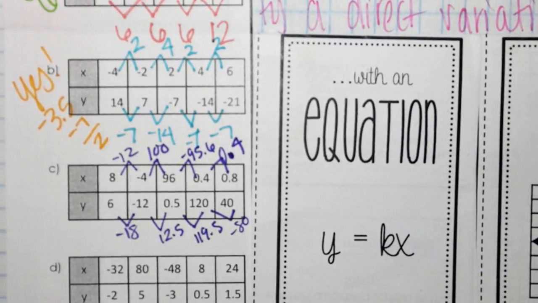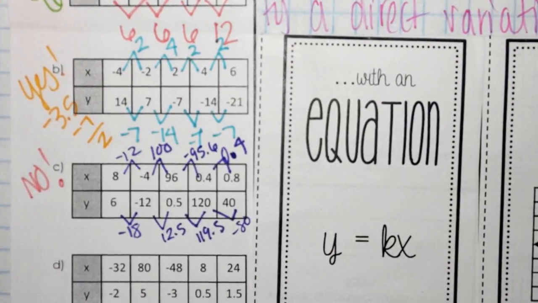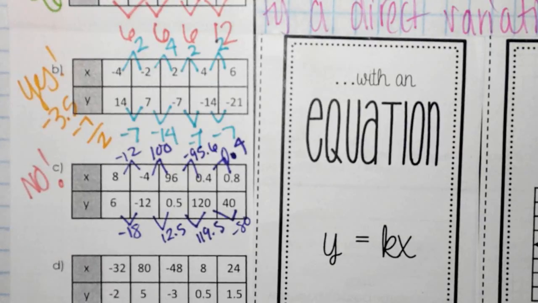Now, divide and tell me what you get. Allie, what'd you get? 1.5. Manny, what'd you get? 0.125. Alright, Troy, what'd you get? Negative 200. Okay. And David, what'd you get? Negative 1. Are those the same? So this is not a direct variation. And we can kind of see that from the chaos in the table, right? That doesn't make sense at all.